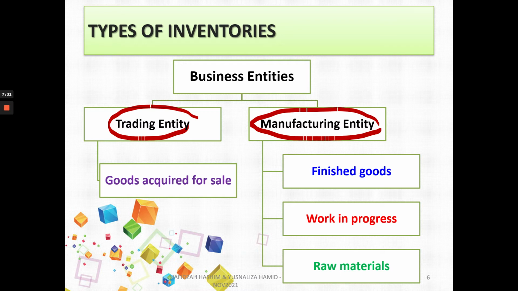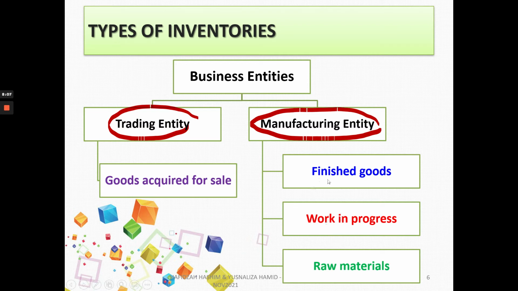So for the trading entities, normally the case is where you acquire goods for the purpose of resale. Let's say you are dealing with a property business. So you may buy the house for the purpose of reselling it. So the inventories are the house that you bought, and that should be in the normal course of business. The finished goods, the completed products, that should be under the manufacturing entity. So these are some types of inventories under manufacturing entities: finished goods, work in progress, and raw materials.